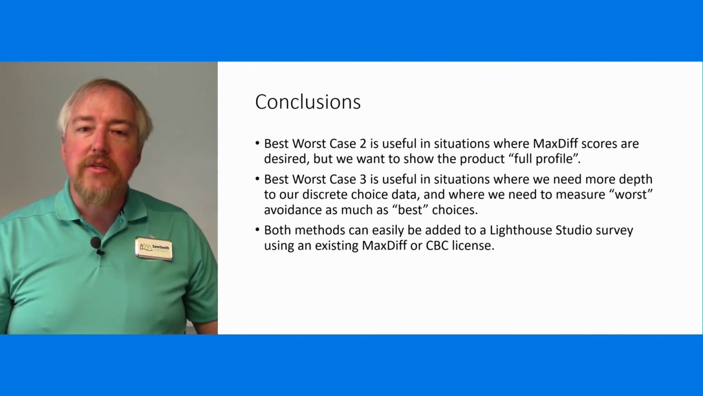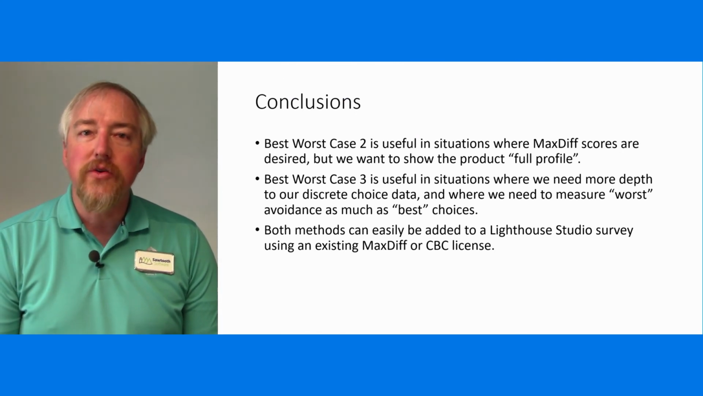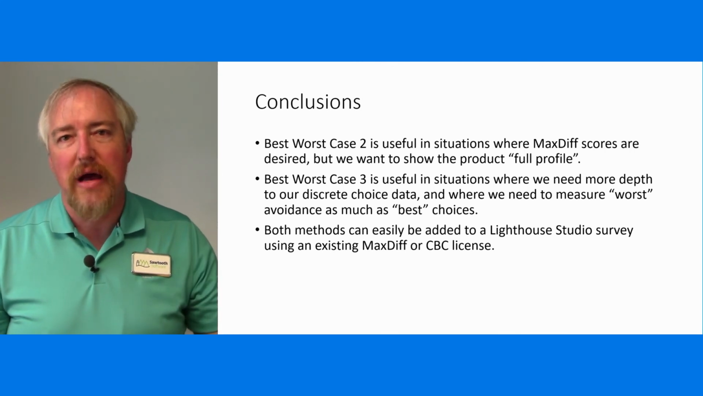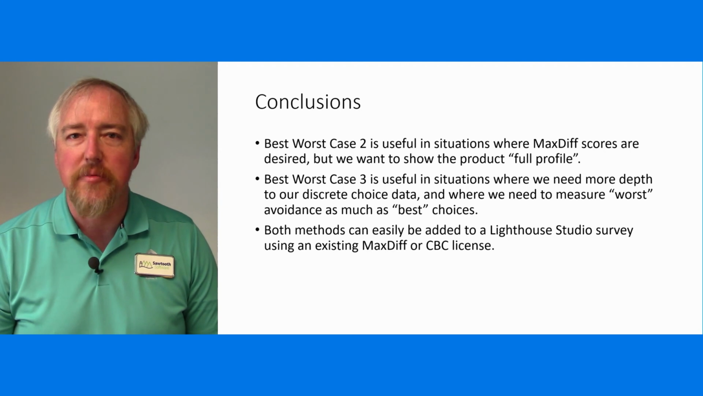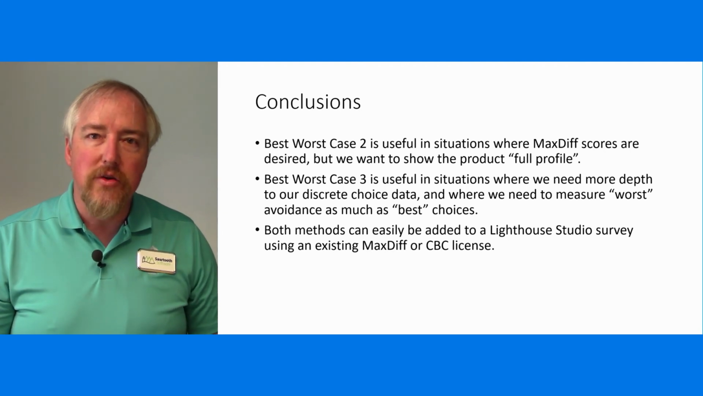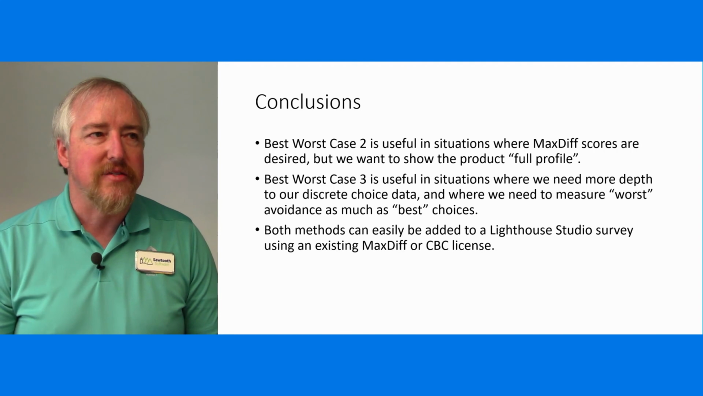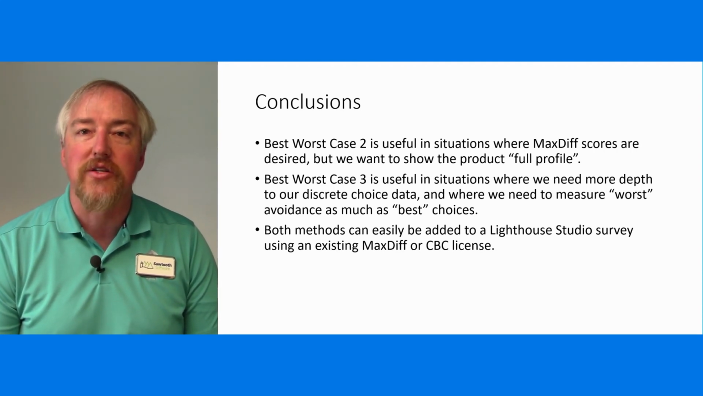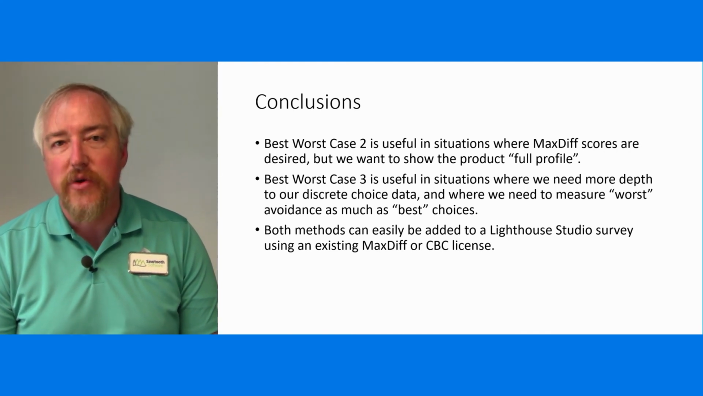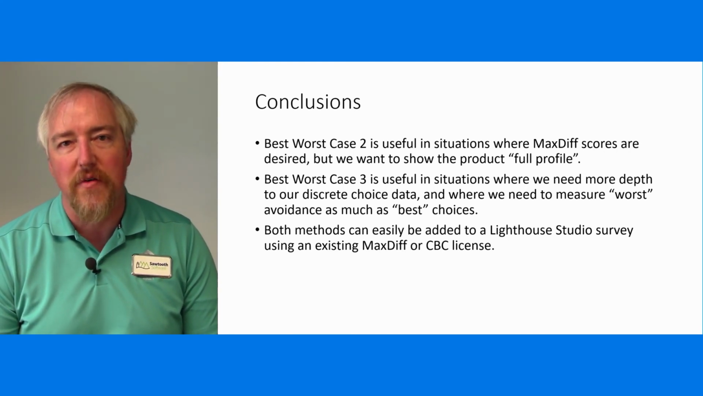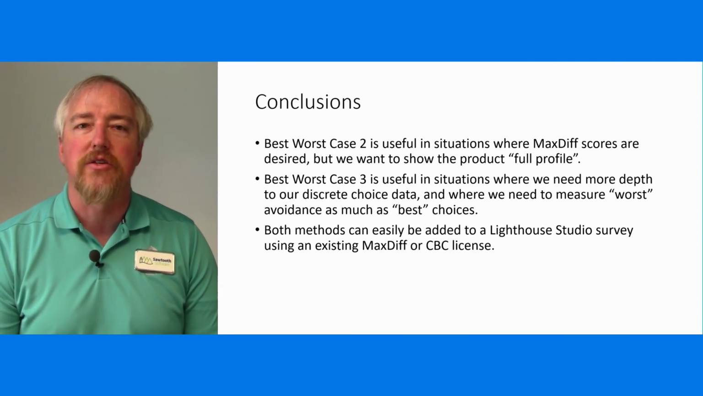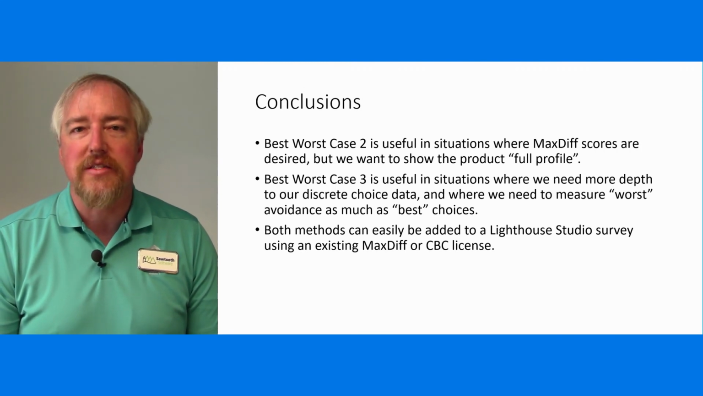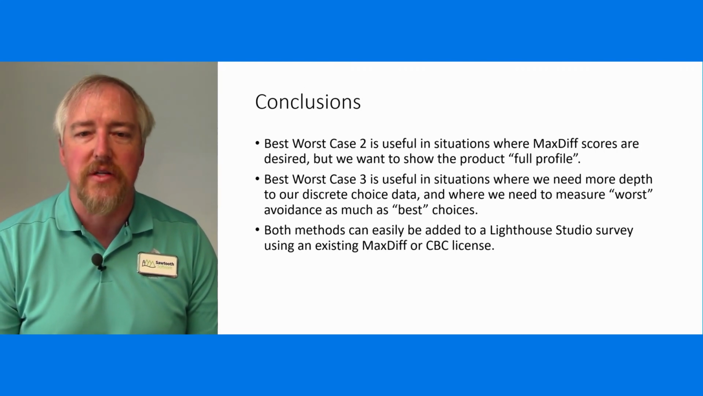Okay, all right, so in conclusion, we've shown you two different ways that you can create models that are kind of in between our standard MaxDiff model and our typical CBC model. And you can use those in situations where it makes sense. Best worst case two is useful in situations where MaxDiff scores are desired, but we want to show the product full profile. Best worst case three is useful in situations where we want more of a CBC type model, but we want to take advantage of the benefits that the MaxDiff type thinking provides, the increased data that we get out of asking for that worst option as well.